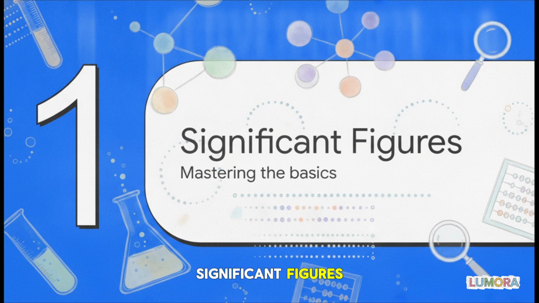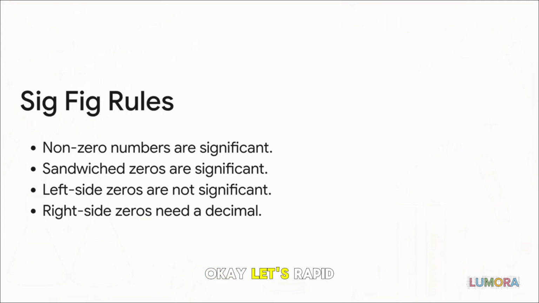Section 1. Mastering significant figures. Okay, let's rapid fire the 4 core rules to refresh your baseline. First up, non-zero numbers are always significant. Second, sandwich zeros. The ones trapped right in between non-zero numbers, those are significant too. Third, left side zeros are not significant. They're literally just placeholders that don't indicate any level of precision whatsoever. And fourth, right side zeros are significant, but only, and I mean only, if the number has a decimal point.